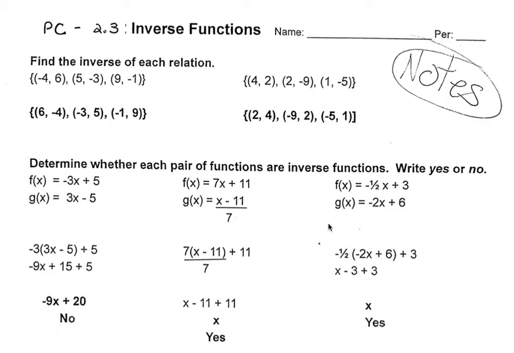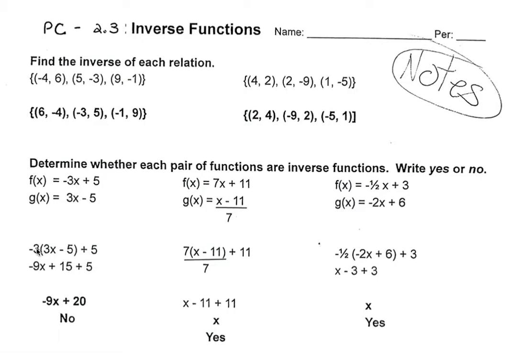Pretty simple stuff. Now, determine whether each pair of functions are inverse functions, yes or no. So there's a couple different ways you can do this. One is to plug it in. So you notice what I did is I took my f of x, -3x plus 5, and I wrote it down here, but I left a parentheses where the x was, and I put the g of x, the whole thing, 3x minus 5, inside the parentheses. That is where the x used to be in f of x. So we're plugging the 3x minus 5 all into there.